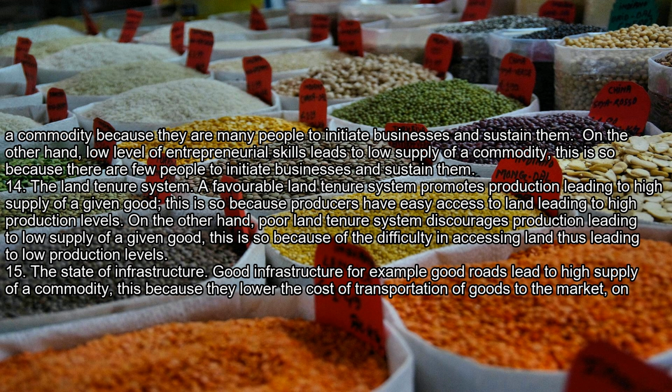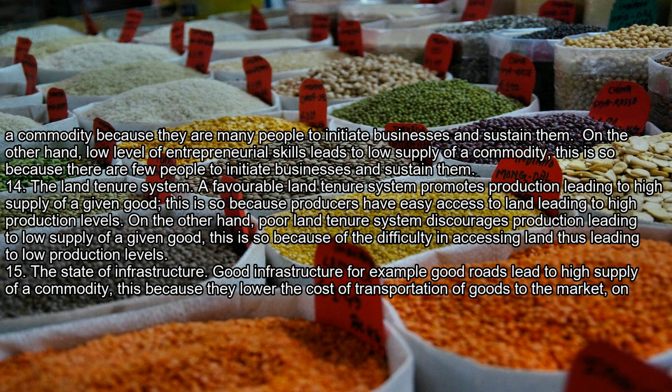14. The land tenure system. A favorable land tenure system promotes production, leading to high supply of a given good. This is so because producers have easy access to land, leading to high production levels. On the other hand, a poor land tenure system discourages production, leading to low supply of a given good. This is so because of the difficulty in accessing land, thus leading to low production levels.